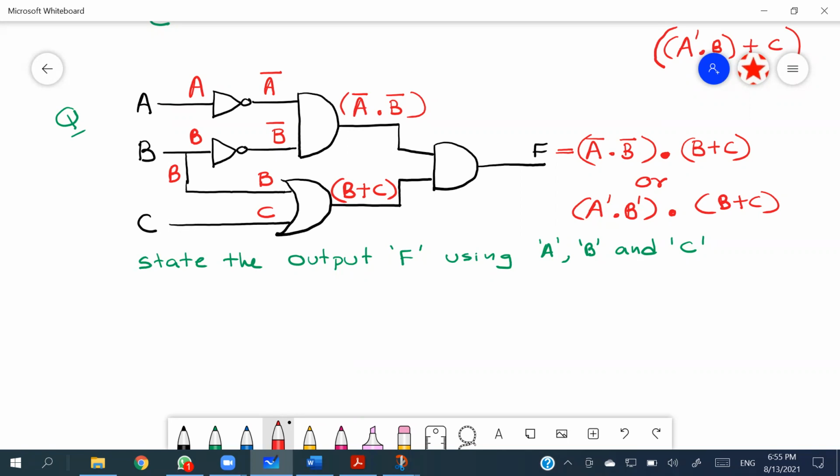In your syllabus, what they are asking you to draw is circuits using only basic gates. That means NOT, AND, and OR, right?